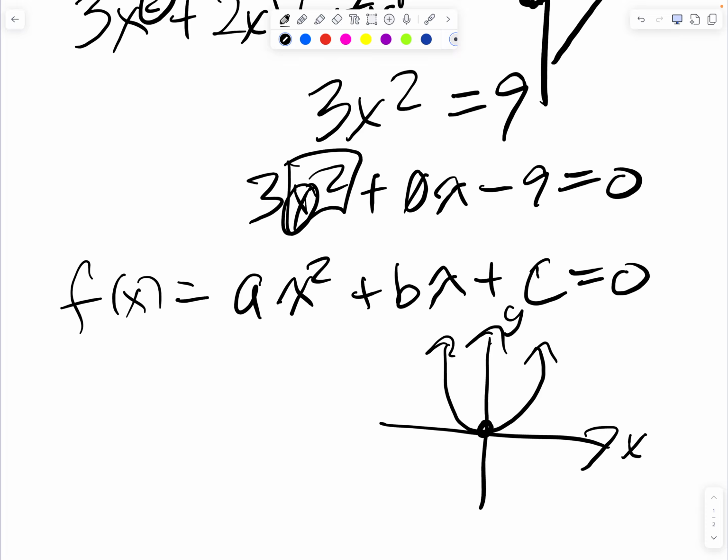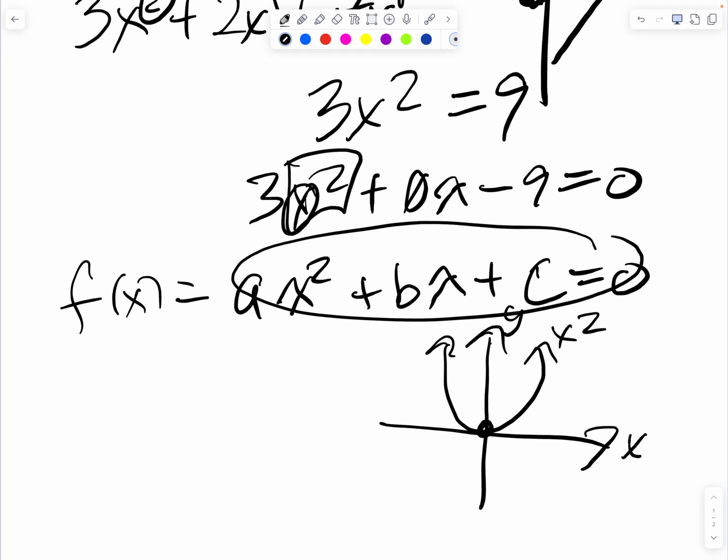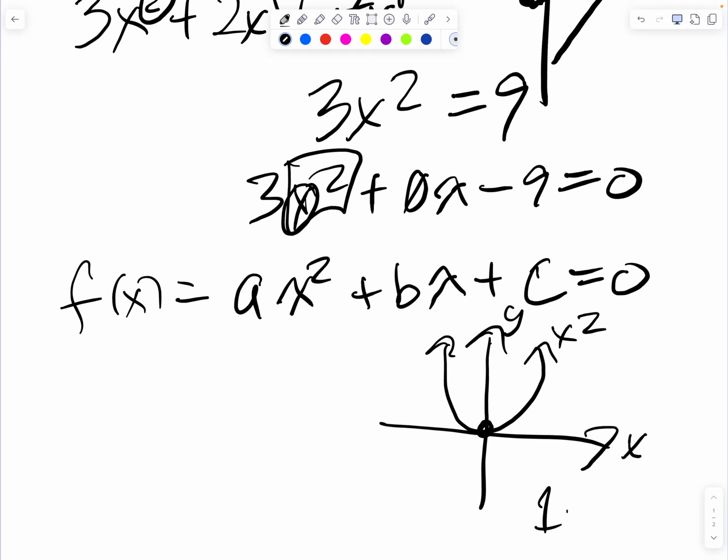And since there's only one, we call it the vertex, right? This is x squared. Every single version of this where you have a x squared is really 1x squared plus 0x plus 0, right? That's your a, b, c. So you could use the quadratic formula to solve where it crosses the x-axis. Of course, you're going to get 0, okay?